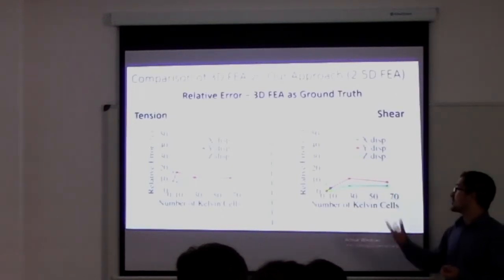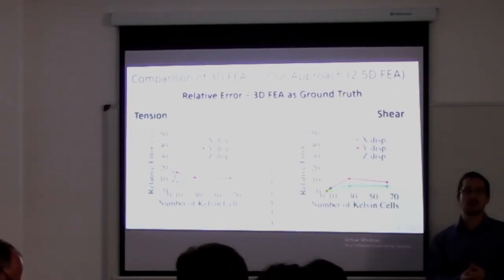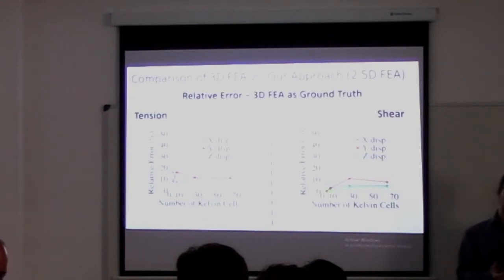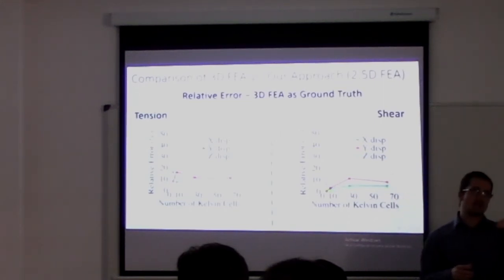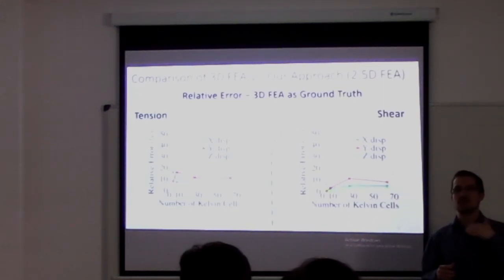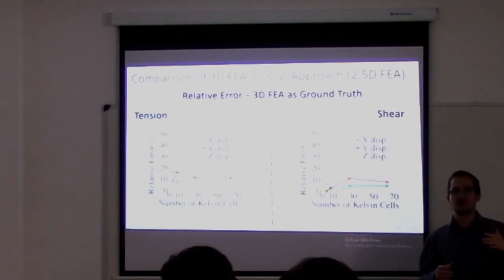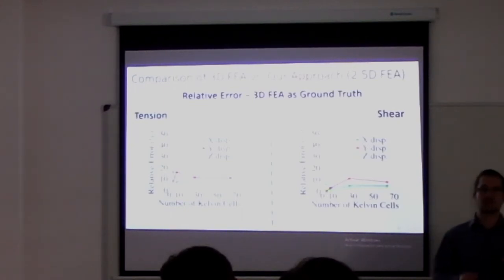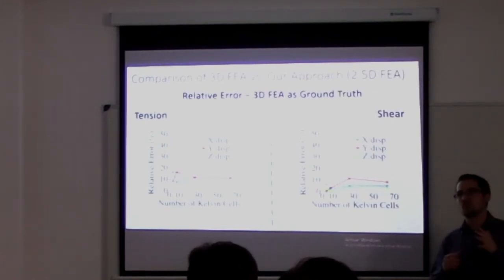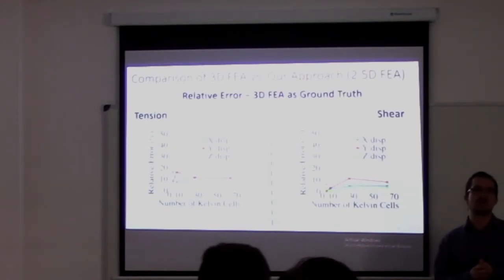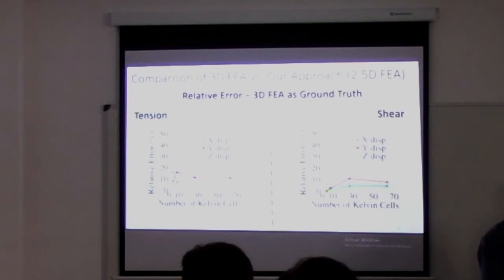So as for the tension case in x and y directions, but not in z direction. However, we can notice that in z direction, once the number of Kelvin cells increases, the relative error tends to decrease, which is something that we want, because what we want at the end is to simulate large domains.